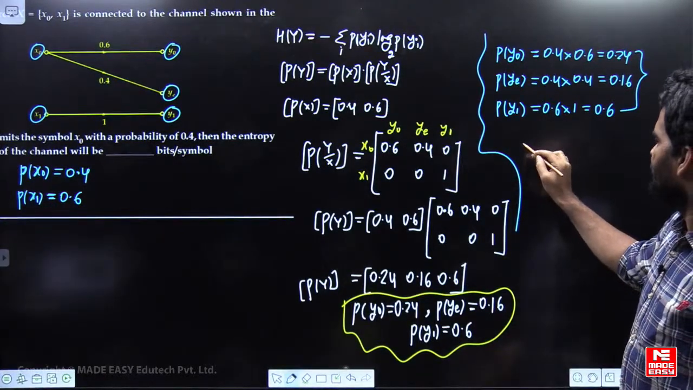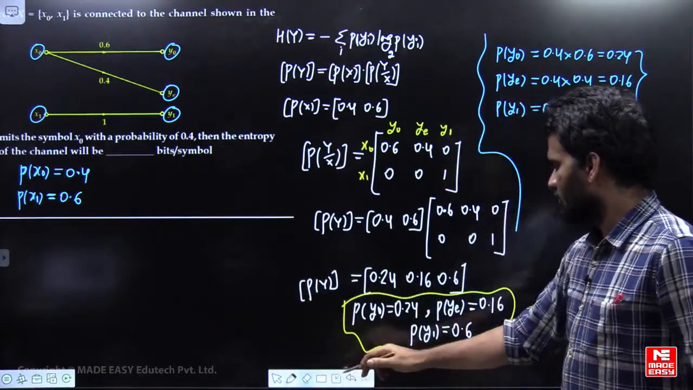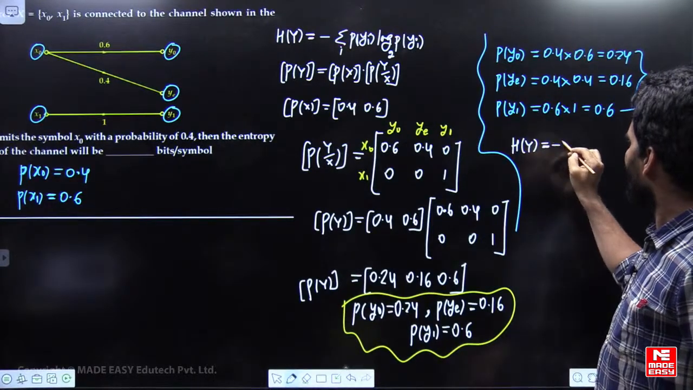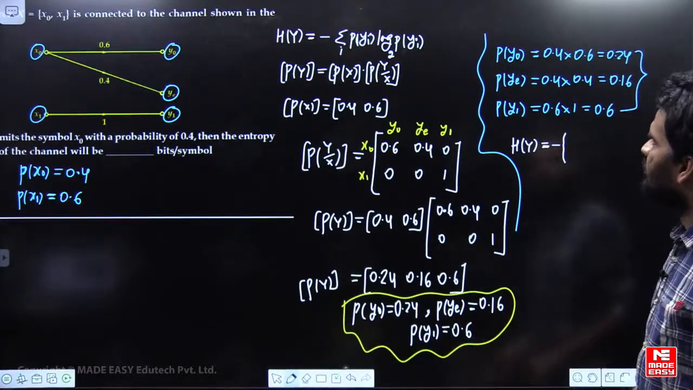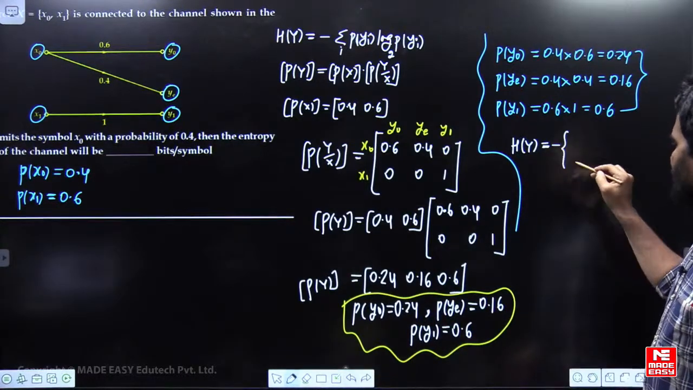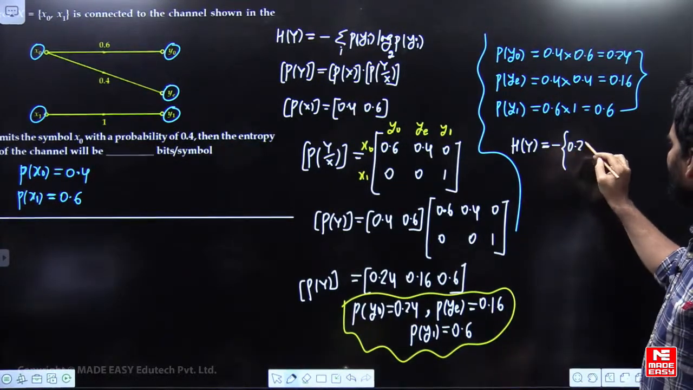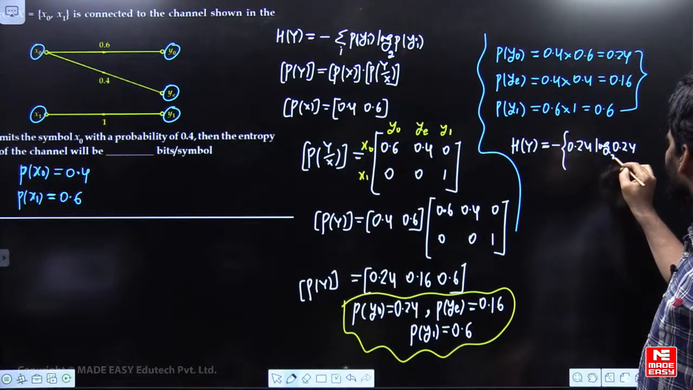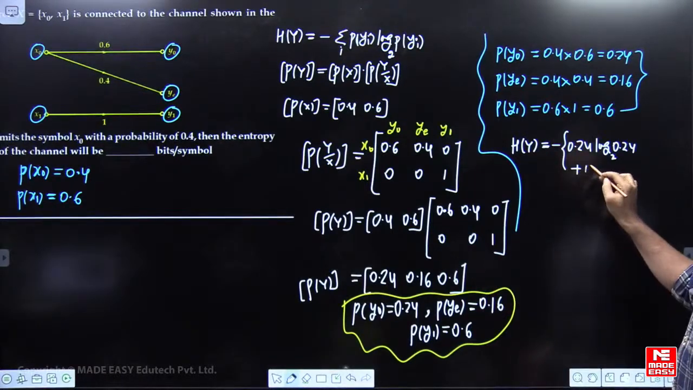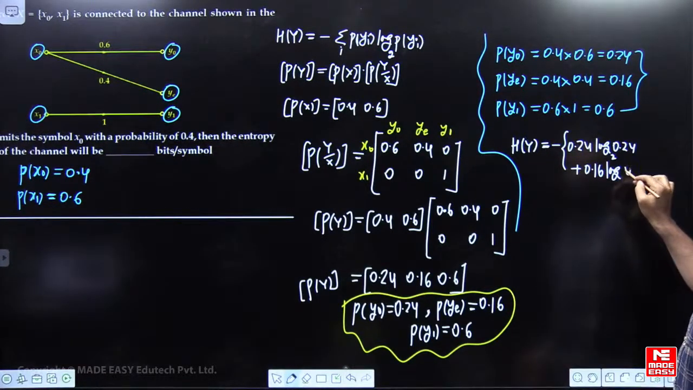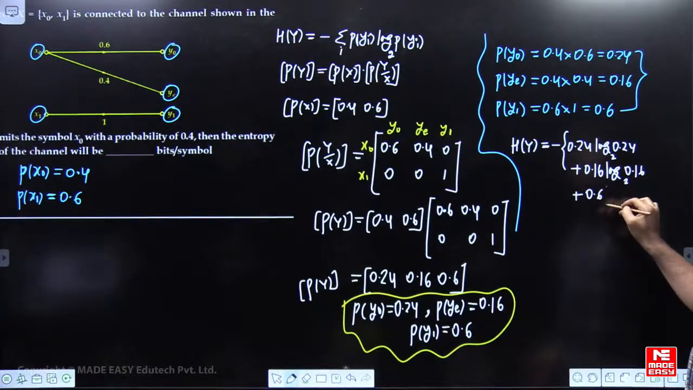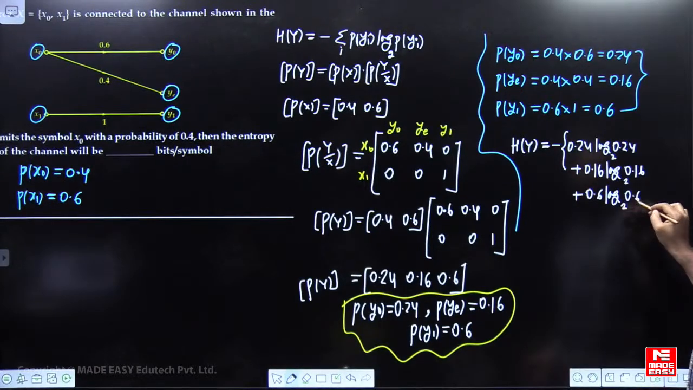Then H(Y). What is the entropy of the receiver? It is minus, this is 0.24 log 0.24 base 2 plus 0.16 log 0.16 base 2 plus 0.6 log 0.6 base 2.